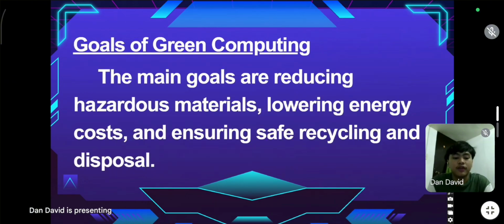Goals of green computing. The main goals are reducing hazardous materials, lowering energy costs, and ensuring safe recycling and disposal. This details the objectives that drive green computing. Achieving these goals supports environmental protection and sustainable IT practices.